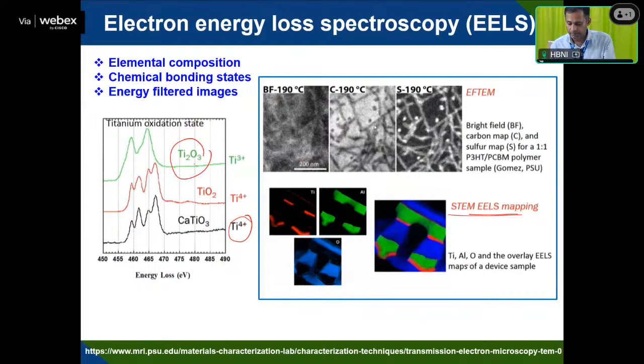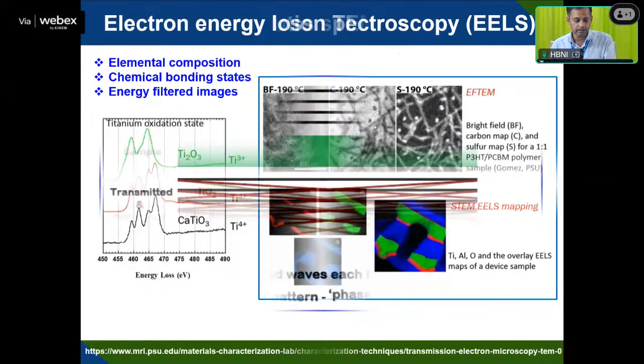You can see in this structure titania is here, and then aluminum and oxygen. It's a titanium, aluminum overlay. So titanium, aluminum, and oxygen. You can see this layer structure: outside it is oxygen, then you have aluminum, then you have the titanium in red. You can see the layer structure by using this EELS spectra.